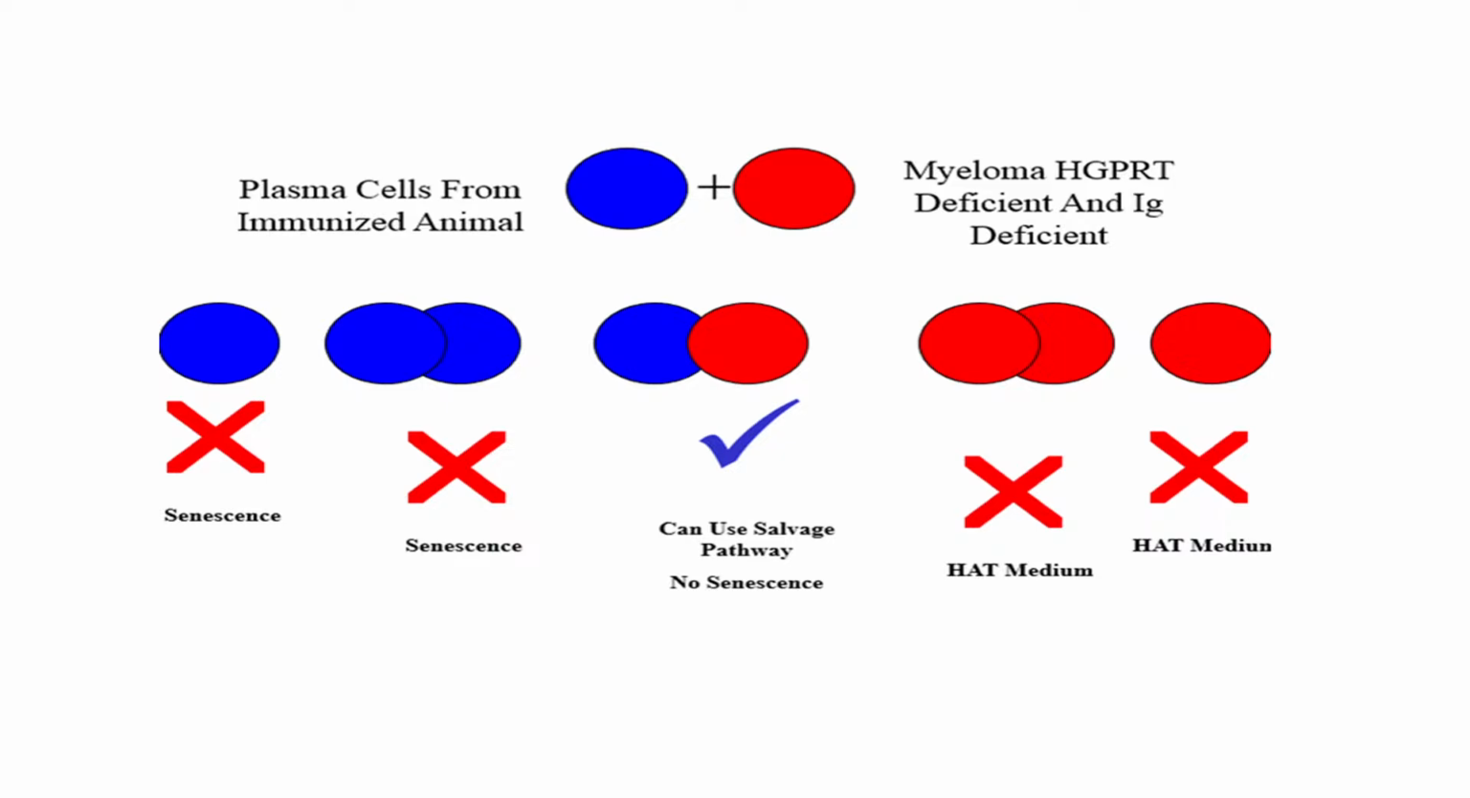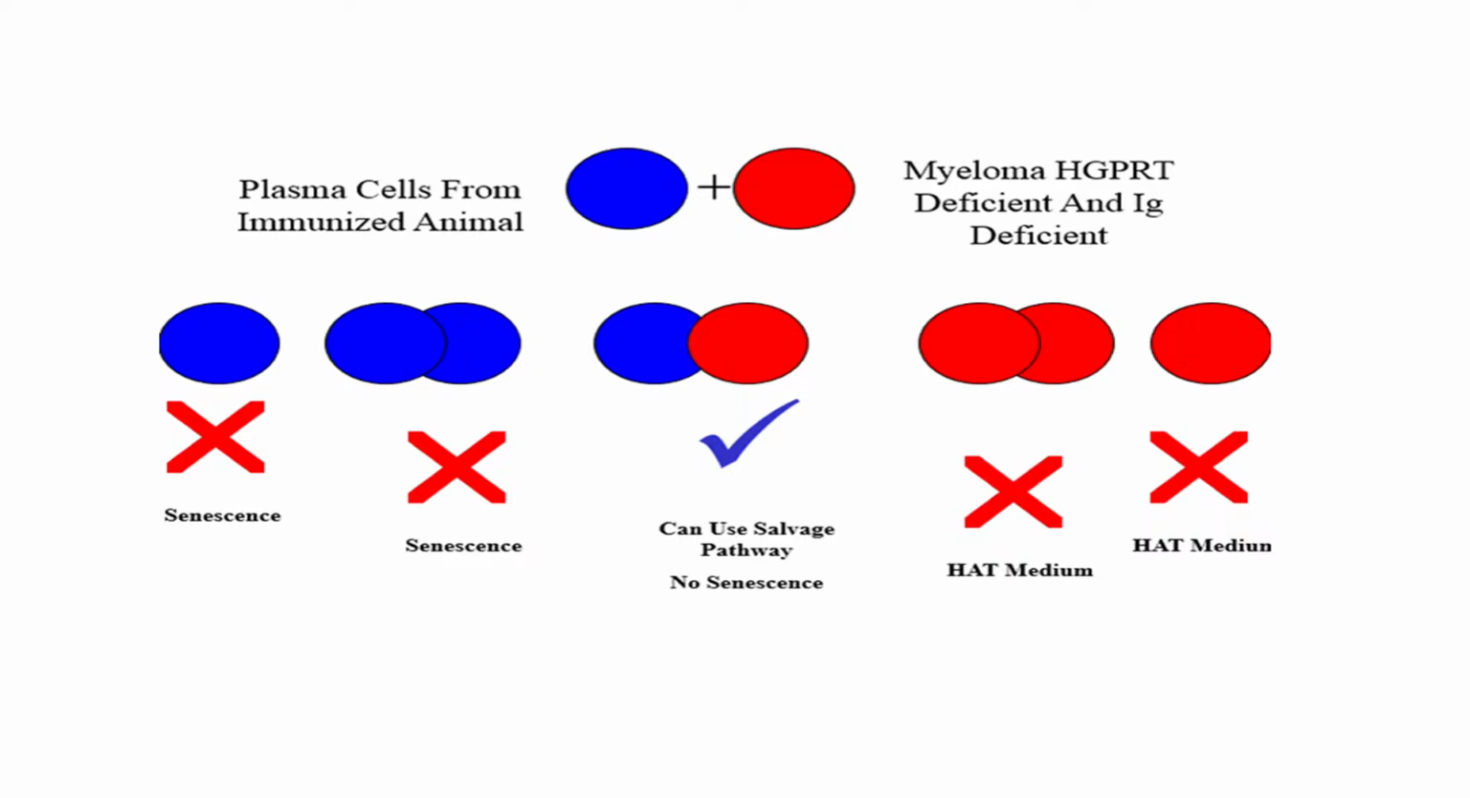So in the slide you can see the blue colored B cells and the red colored myeloma cells. Unfused B cells will lead to senescence or cell death because they are mortal cell lines. A B cell fusing with a B cell, that is 2 blue cells fusing, will also have only the mortality component and they will die after a few divisions. Coming to your myeloma cell, the red colored single cell, the unfused myeloma cell also dies because aminopterin blocks the de novo pathway and the HGPRT enzyme is absent in these myeloma cells.